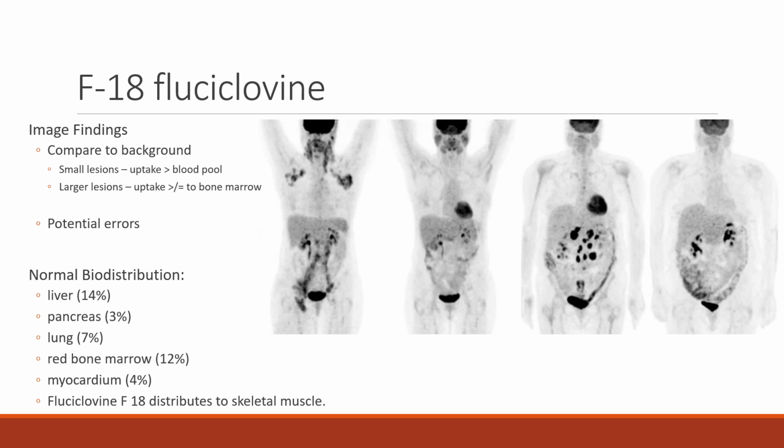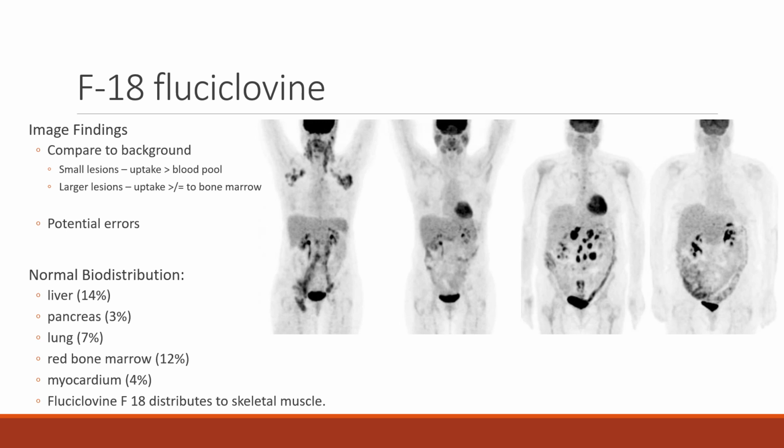Those cells in the brain take up amino acids, especially, I forget how you pronounce it, but MET, methionine or something. Anyway, and choline, all those amino acids, brain just loves them. All right, so compare it to background. Small lesions, the uptake will be greater than blood pool. Larger lesions, the uptake will be greater than or equal to the bone marrow.